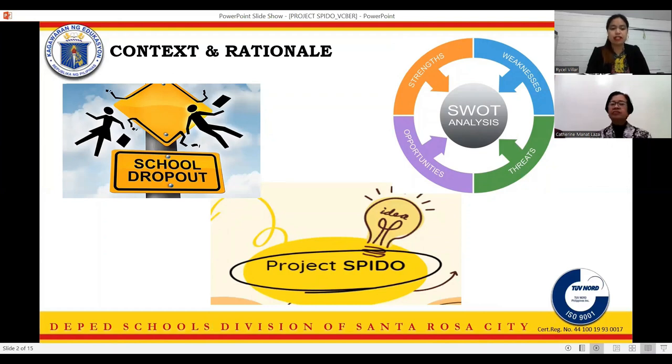Thus, the team leader, together with her co-leader, organized Project SPEDO. This project will highlight the importance of remedial teaching through the use of crafted teaching materials, home visitation, and even intensifying the school-based feeding program to reduce the dropout rate. In this regard, school home learning will be easily monitored by the teachers.